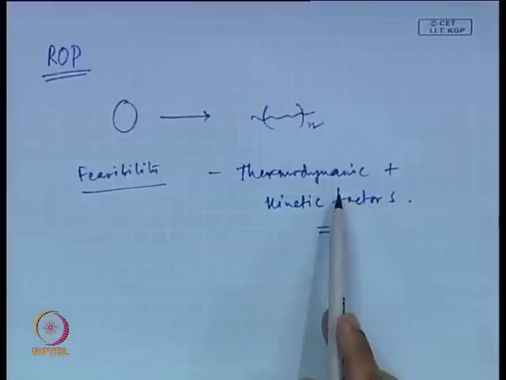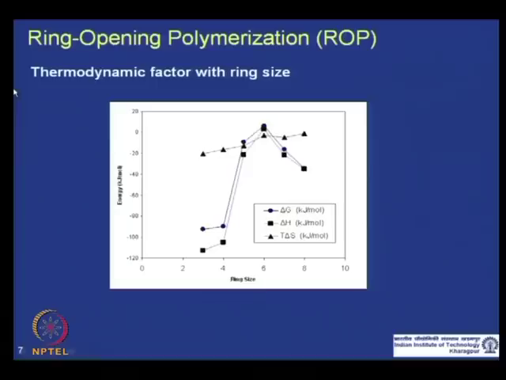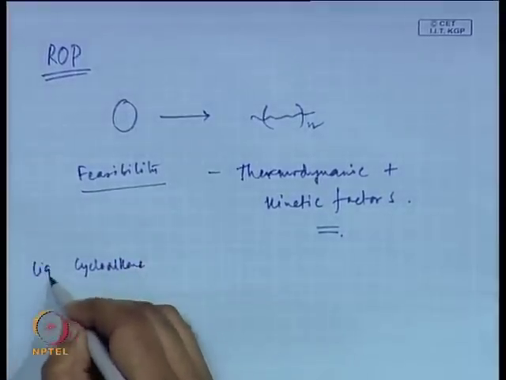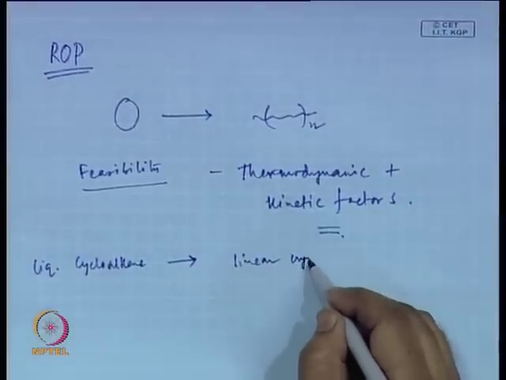Now, let us talk about the data, and then we can understand the thermodynamic factor more clearly. Now, these are the data of all the three: del G, Gibbs energy change, enthalpy change and entropy change. I have made it T del S to compare and put it on the same scale. This is from liquid cycloalkane to linear crystalline polymers.